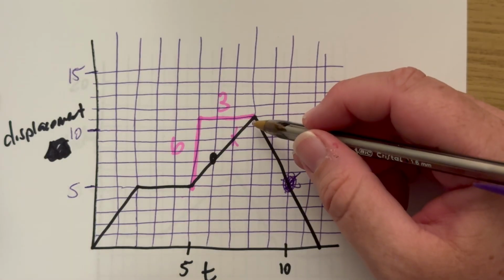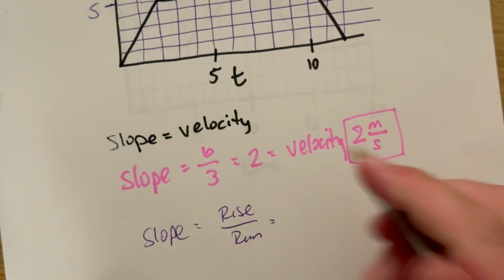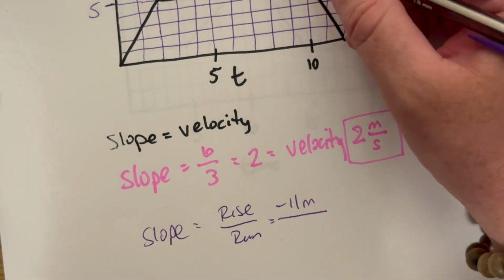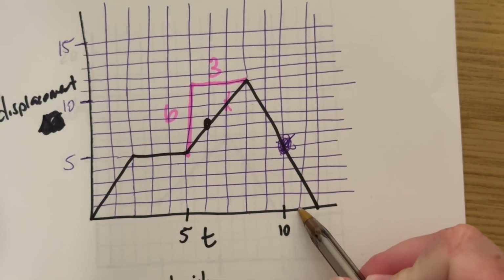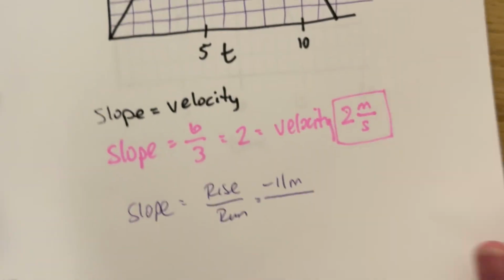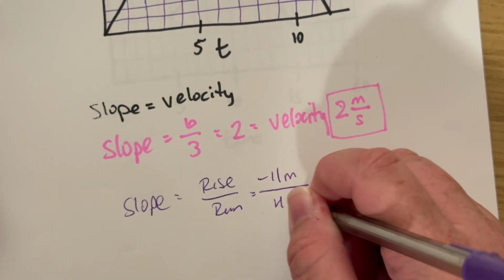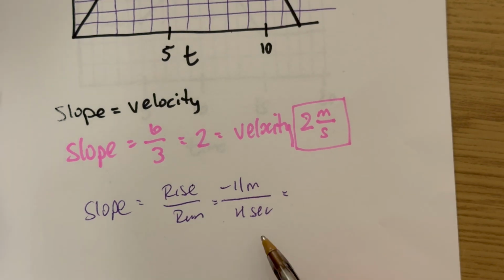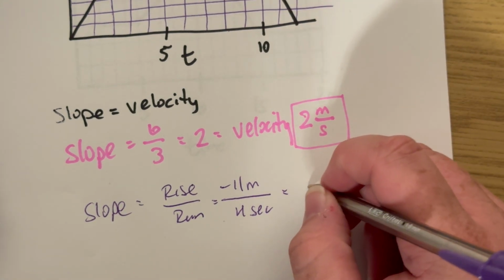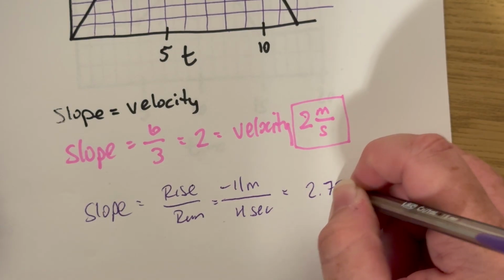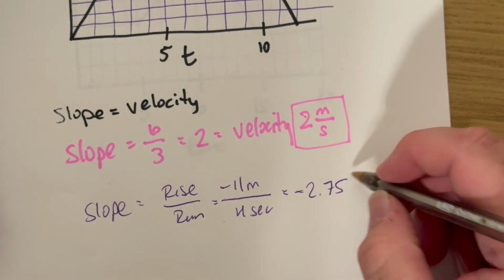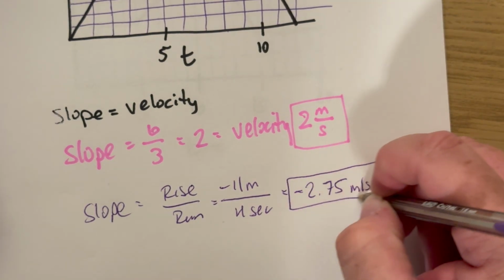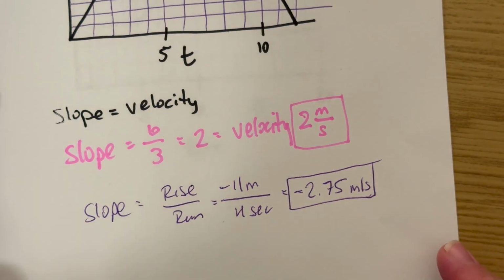It starts at 11 and it goes down to 0. So my rise is negative 11 meters, and my run is from 8, 9, 10, 11, 12. Is 4 seconds. And so when I take and I divide that out, 11 divided by 4 gives me 2.75, but it's negative. So negative 2.75 meters per second. It tells me I'm going in the opposite direction than what I was before.